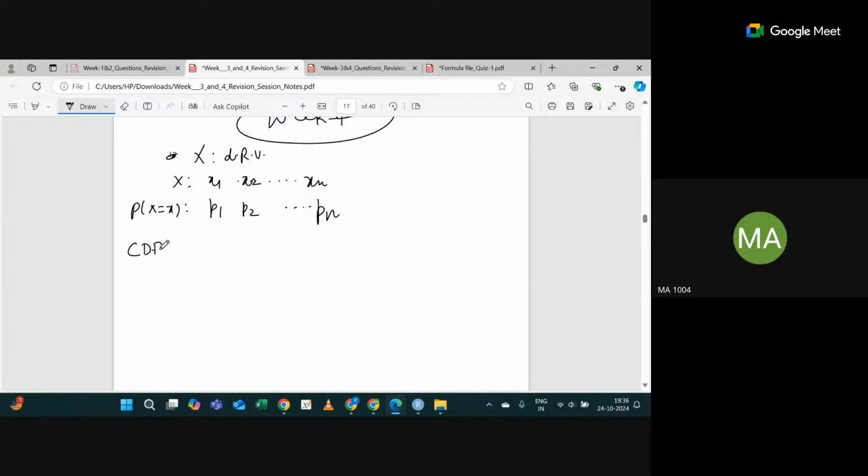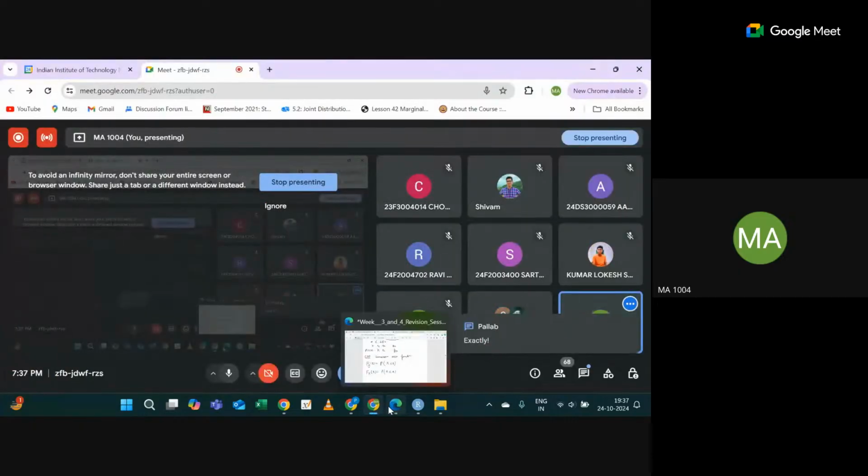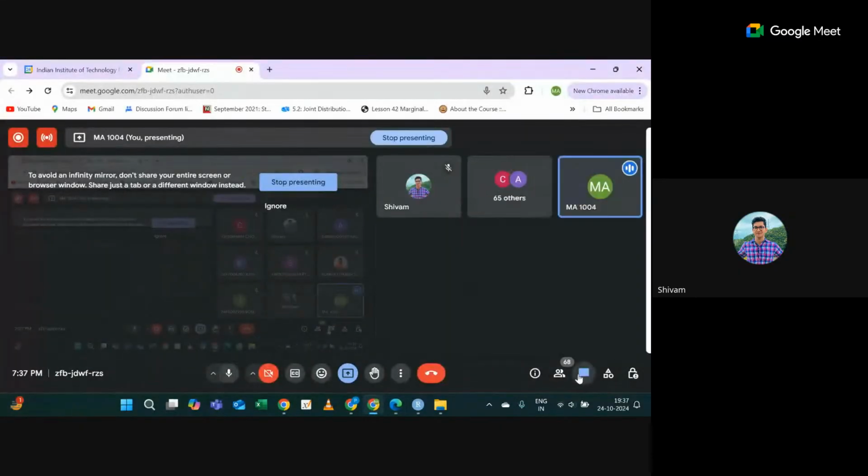So what is the CDF? How will you calculate the CDF? CDF is nothing but the cumulative distribution function. The CDF notation is capital F of small x. X is the random variable, and this small x is one of the values your random variable is taking. It is defined as the probability that X is less than or equal to small x. That means if I ask F of, let's say, a, then you have to add all the probabilities till a. Yes or no? Yes, correct.